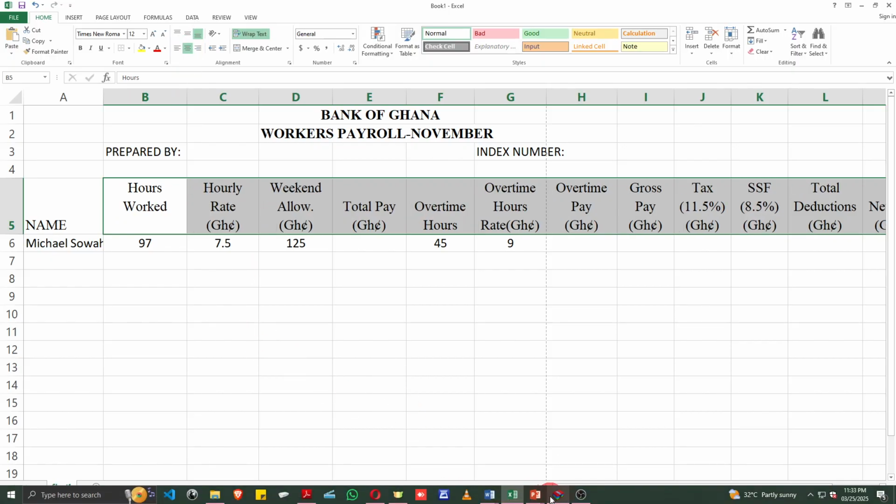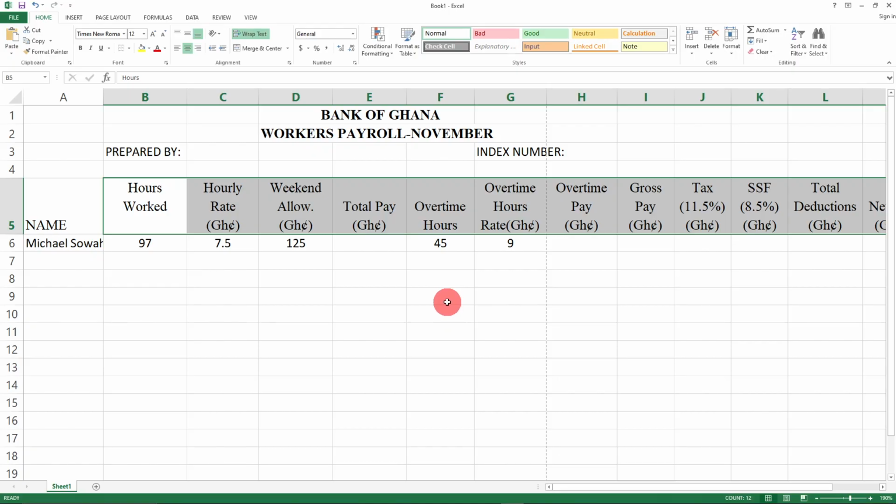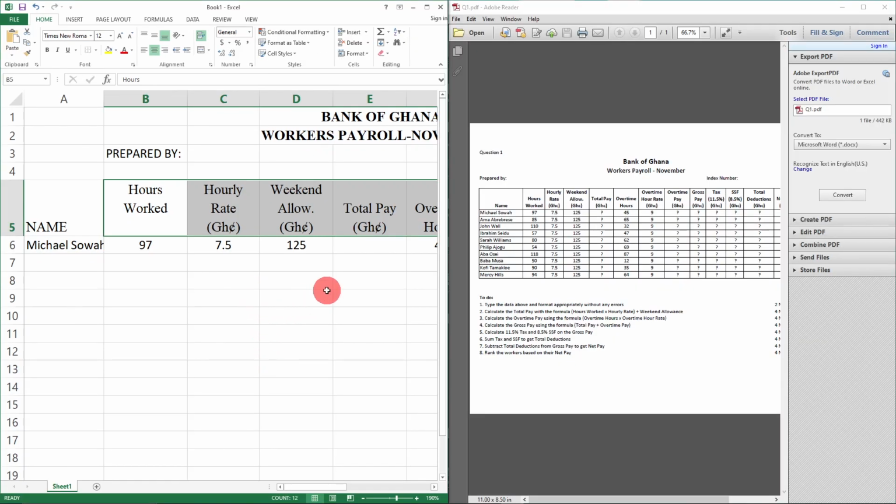Okay, so the heading 2 was centered. So if you check, you see that they are all following. So you have to do same. You highlight all and then you choose center. Okay, so that's it for Michael Soa.